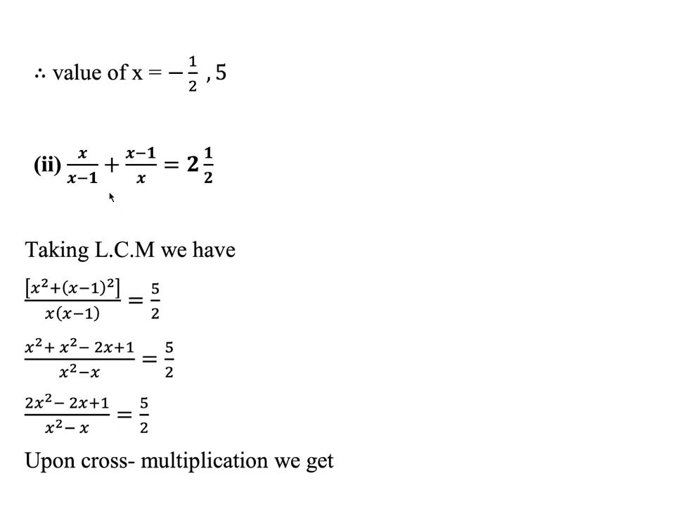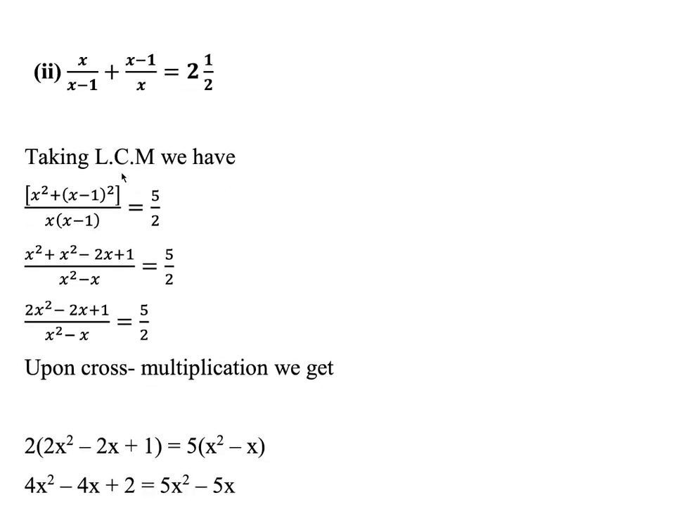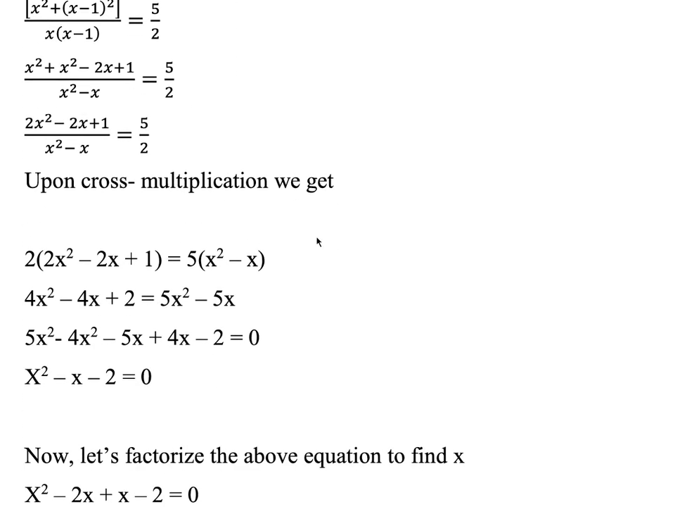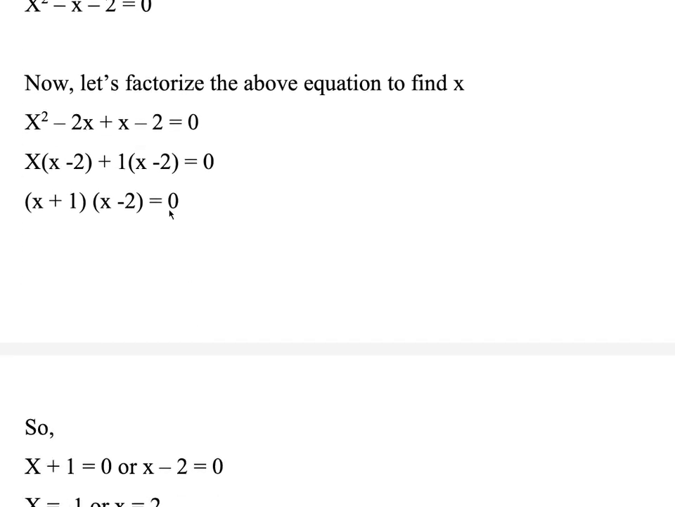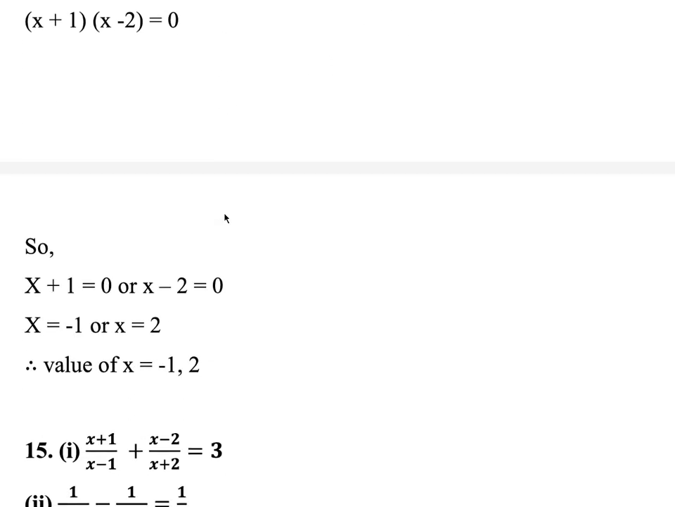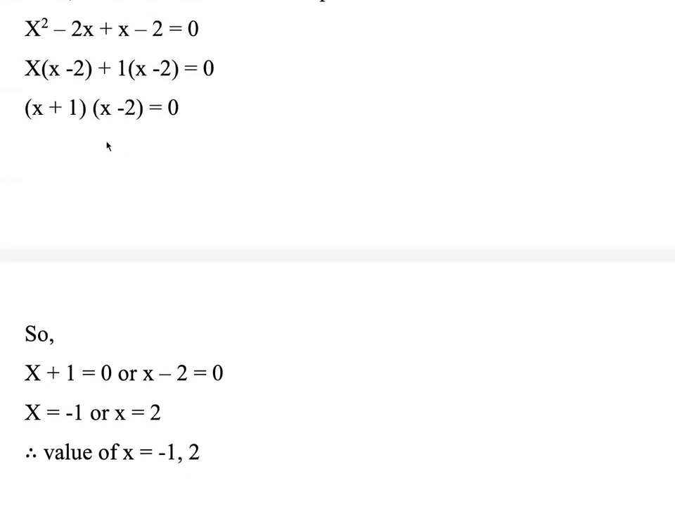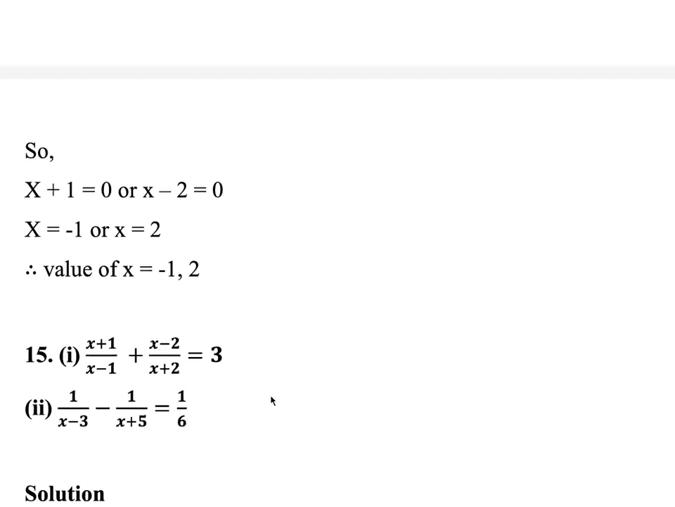Now come to the next problem. x divided by x minus 1 plus x minus 1 by x is equal to 2 and 1/2. You do the LCM method, after that the cross multiplication method, after that the middle term factorization method. You will get (x plus 1)(x minus 2) equal to 0. So x plus 1 equal to 0, the value of x will be minus 1, and x minus 2 equal to 0, the value of x will be just 2.